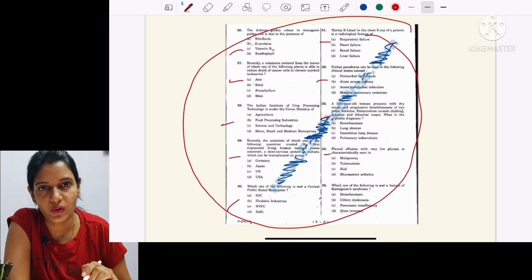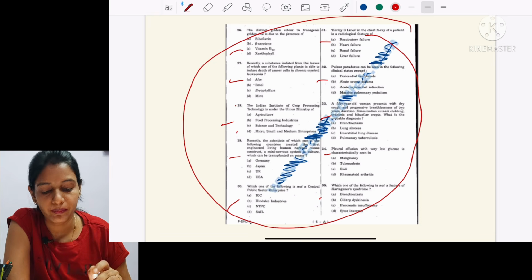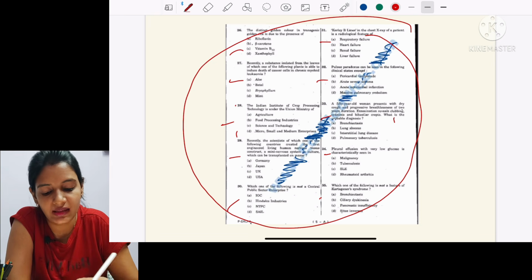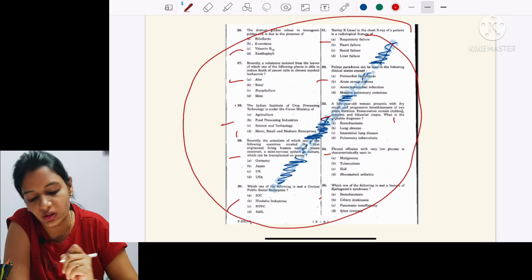While reading the questions, you are not supposed to write anything on the question paper either. But when you read the question, if you think the answer to the first question is B, you can just put a single dot on the B.